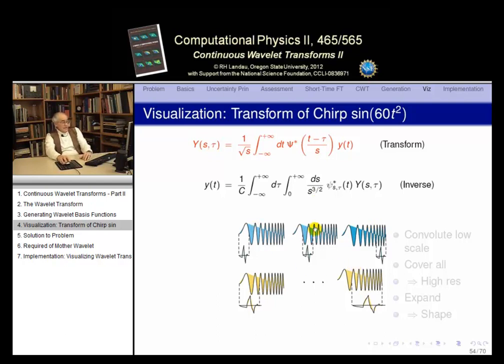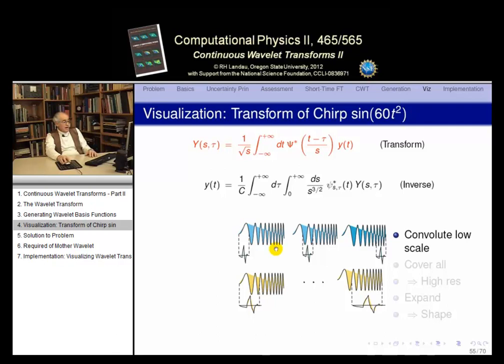So here you see in beautiful turquoise and dirty yellow a chirp signal. That's sine of 60 t squared, so it's like a sine function whose frequency gets higher and higher in time. The way the wavelet transform is computed, remember it's a two-dimensional object, is first we have our signal and then we convolve it, which means we multiply it and integrate over all time, with a low scale, meaning small scale, wavelet. So here's a wavelet. It's one of the famous shapes we'll talk about; it's just an oscillatory function. We multiply it and integrate over all time.